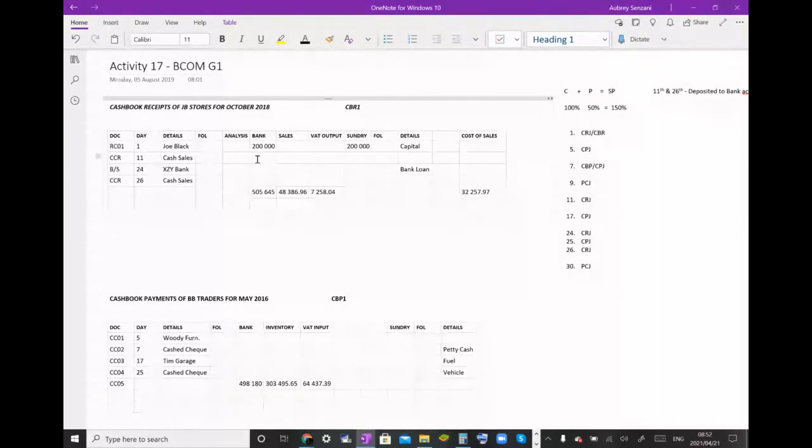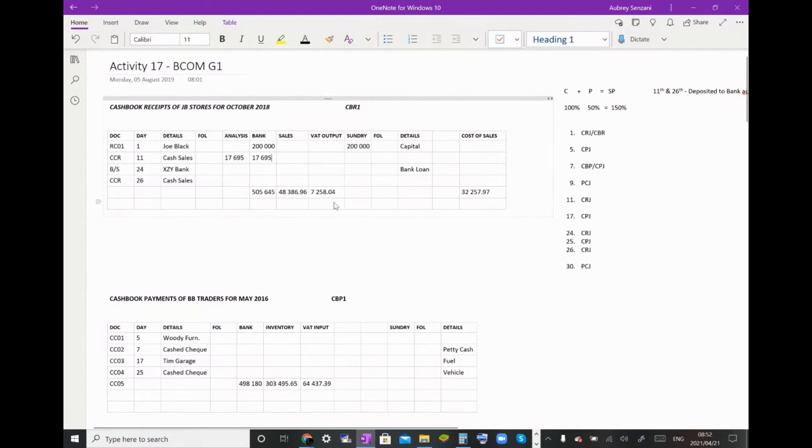Next transaction we had for the cash receipts happened on the 11th, and on the 11th we had cash sales of 17,695. This money went into our till because it was cash sales. It obviously happened on our premises. So can you see, this is the price inclusive of VAT. So here also 17,695.